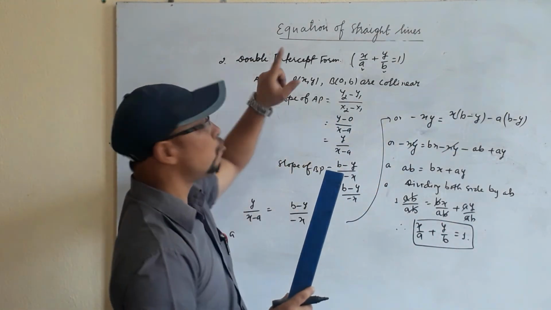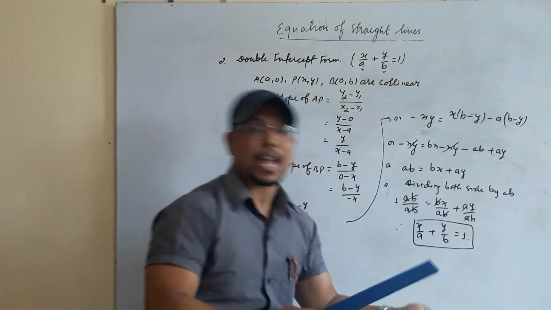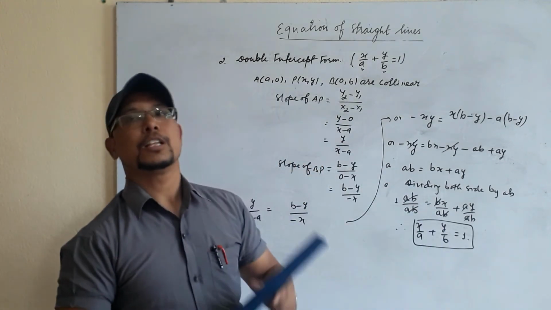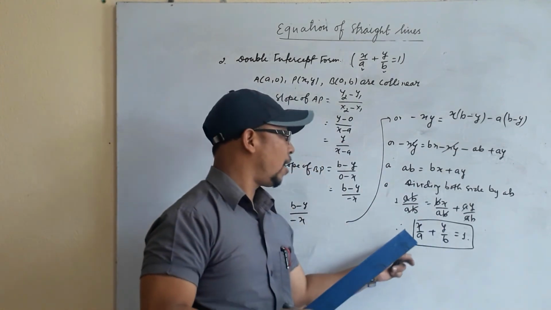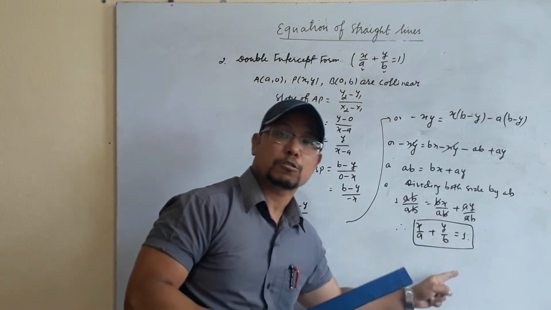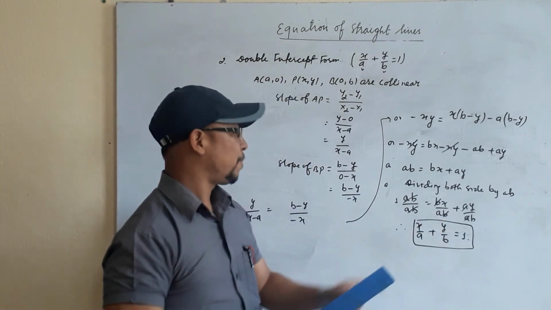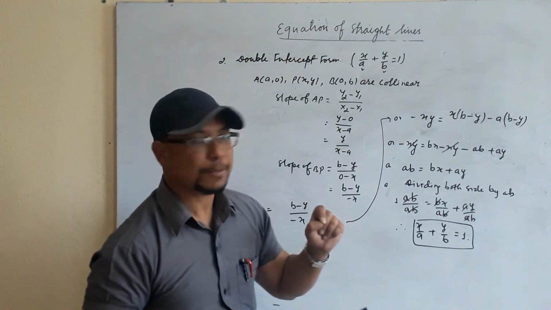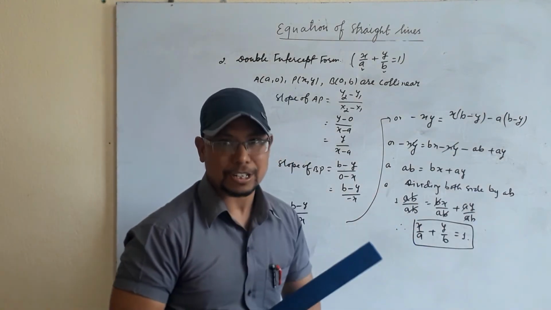So if the two intercepts are given, x-intercept and y-intercept both are given, then you should use this formula, x by a plus y by b equals 1, to find the equation of the straight line, where a stands for x-intercept and b stands for y-intercept.